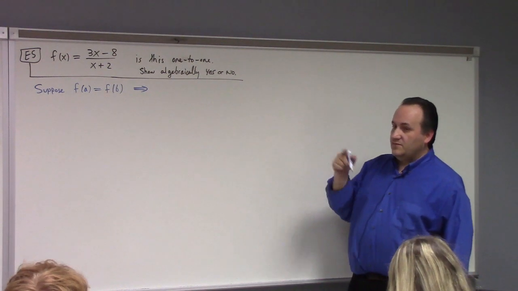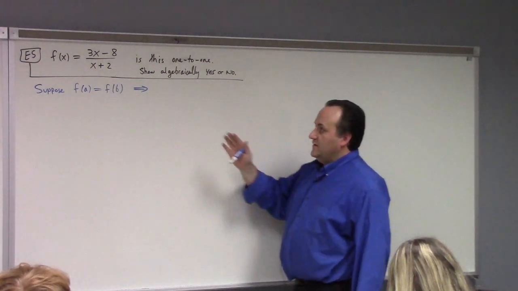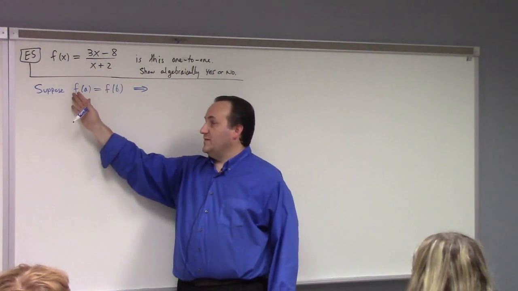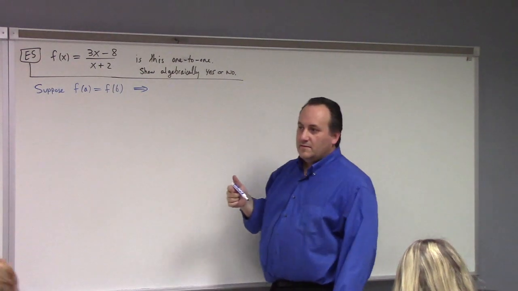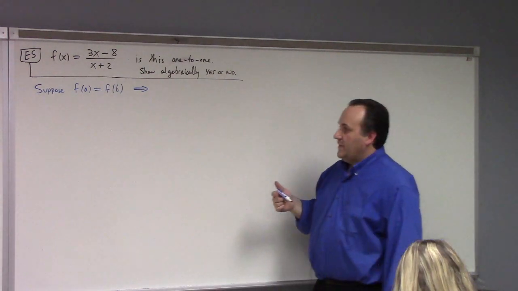8 is okay, but -2 is what we want to get rid of. -2 gives division by 0. So a and b to be in the domain means that they're not equal to -2. Okay, that's all. I don't even usually write that down.